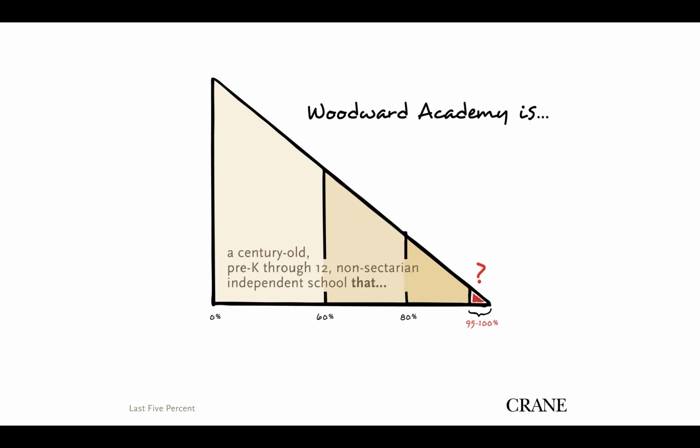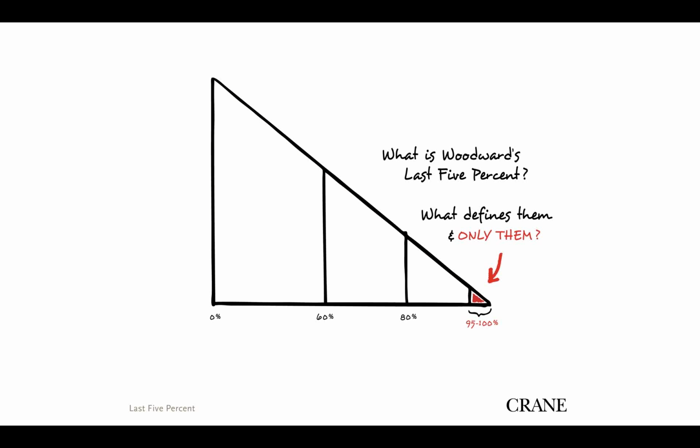So instead, what we're interested in is not that first 95% of what you do, which in the case of Woodward Academy is we're a century old, we've got pre-K through 12, we're non-sectarian, and we're an independent school. Well, yay, and that's absolutely true of a whole lot of other things as well. At any rate, instead of that, we're looking for the last 5%. We want to see what's in that last little tiny bit that's not true of anybody else.